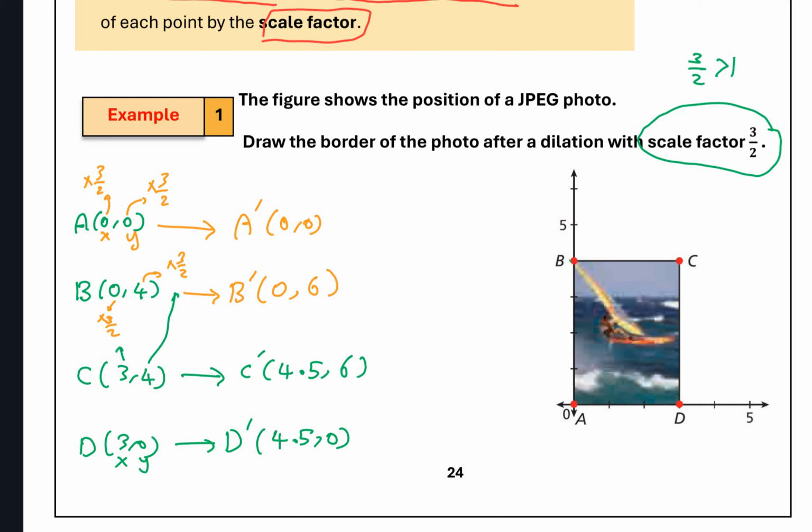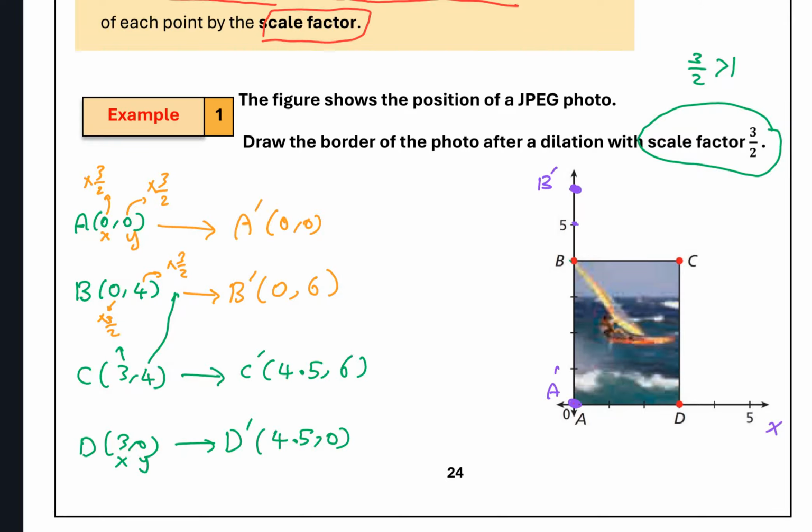New point, A dash, is going to be 0, 0. So A is in the same place. This is A dash. How about B dash? It is 0, 6. So 0 on the x-axis, and 6 on the y-axis. So this is 5, and this is going to be 6. This is going to be our new point for B.